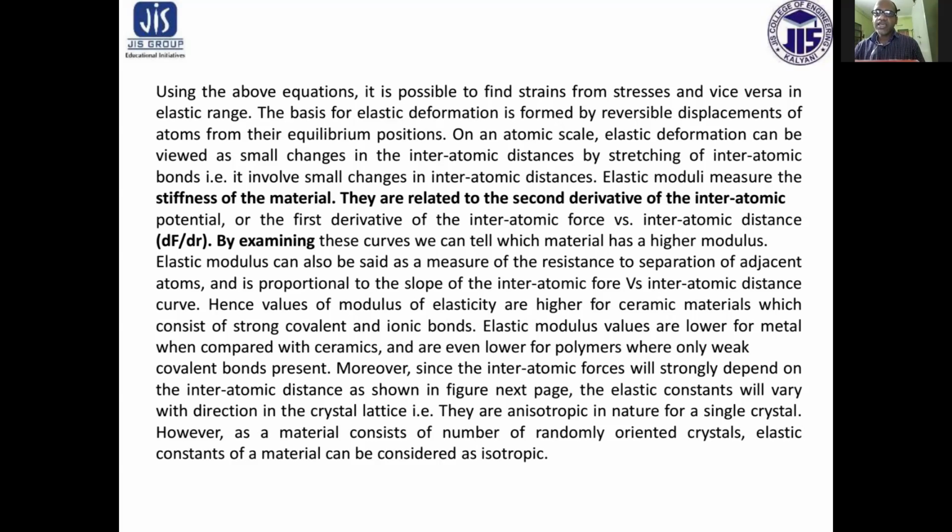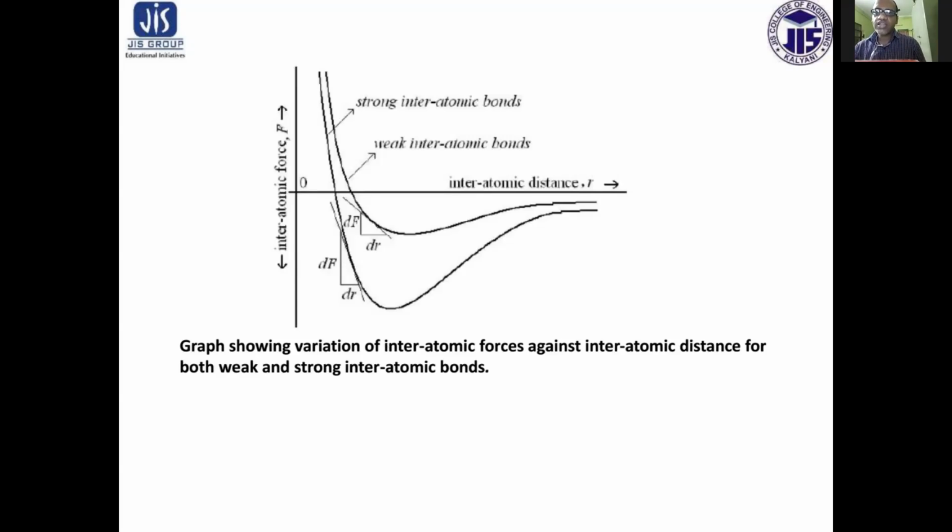Moreover, since the interatomic force strongly depends on the interatomic distance, as shown on the next page, the elastic constant will vary with direction in the crystal lattice. That is, they are anisotropic in nature for a single crystal. However, as a bulk material consists of a number of randomly oriented crystals, the elastic constants of a material can be considered isotropic. So this figure shows the variation of interatomic forces against interatomic distances for both weak and strong interatomic bonds.